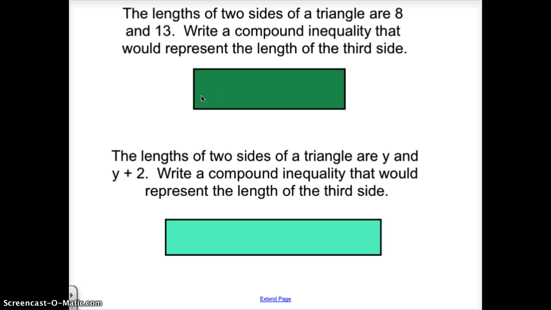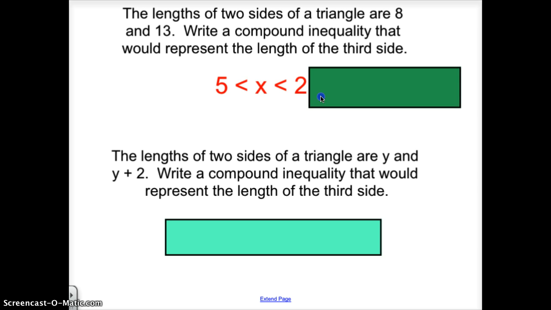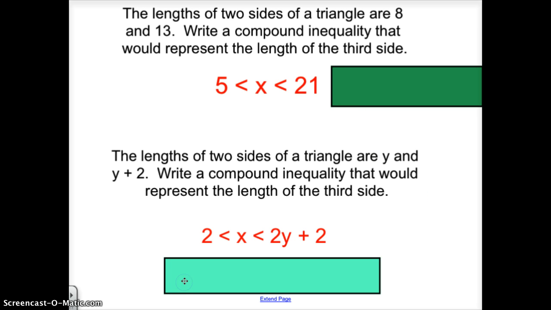For the first one, 8 and 13, your compound inequality should read something like 5 is less than x, which is less than 21. Which means the value of x and the side length of that third side can be between 5 and 21. On the second one, you can have a value for your third side as x in terms of y being something greater than 2 or less than 2y plus 2. Not knowing what y is, the only thing we can do is write our answer in terms of y.